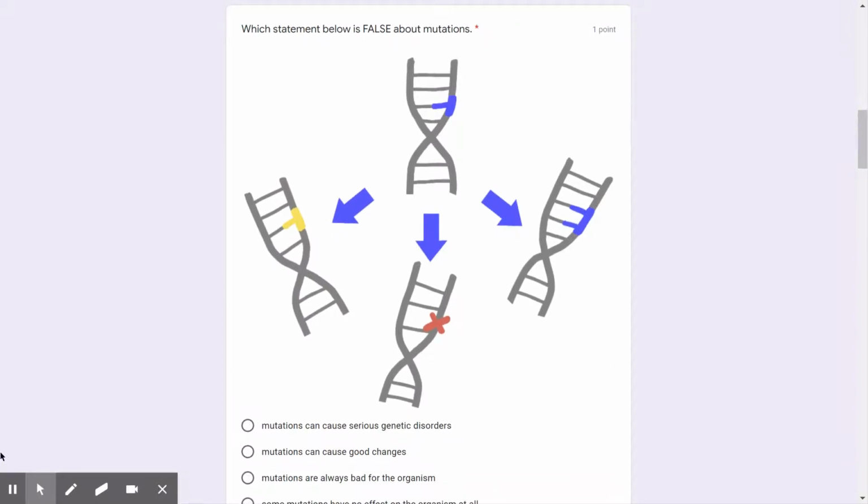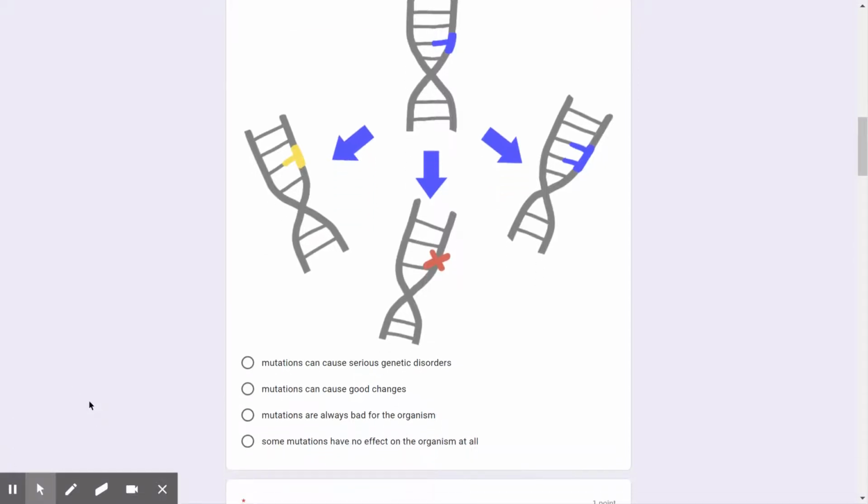Which statement below is false about mutations? Mutations can cause serious genetic disorders. Mutations can cause good changes. Mutations are always bad for the organism. Or some mutations have no effect on the organism at all.